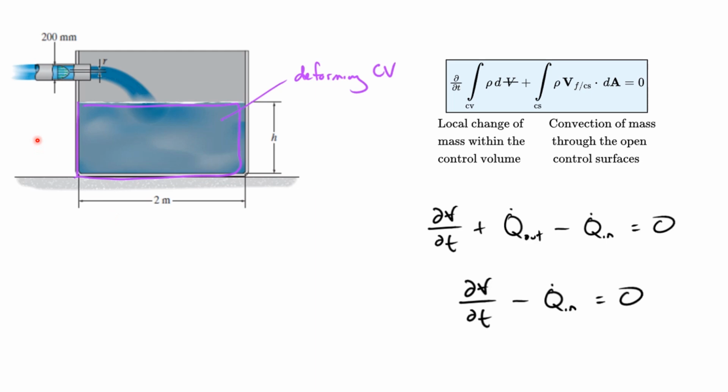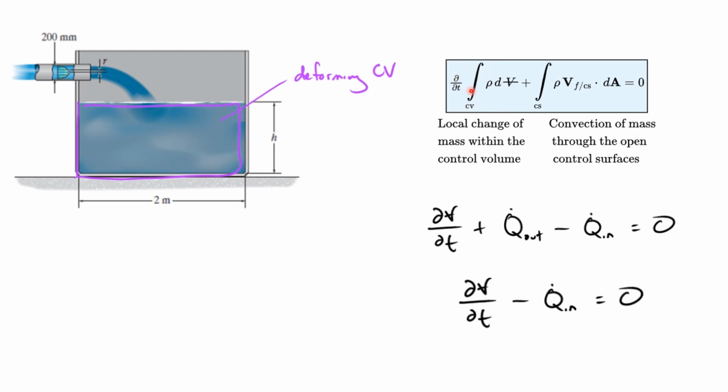The first thing we have to do in these types of problems is define our control volume. In this case, I'm going to define the area in purple as my control volume. This control volume is going to be changing with time, because as the tank fills, the control volume will keep expanding.